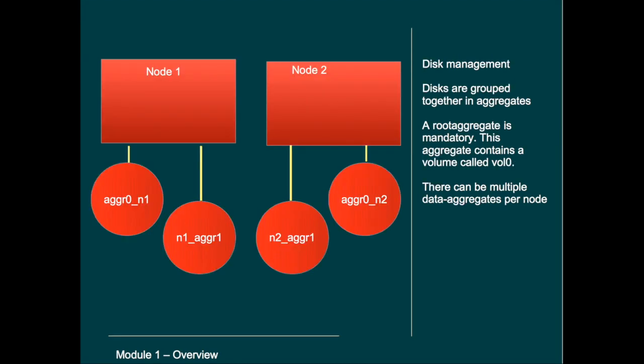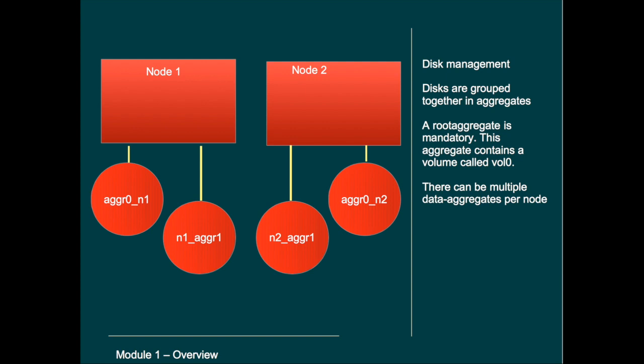Client data and configuration data in an ONTAP environment is stored in volumes, and volumes are always part of an aggregate. And you could say that an aggregate is a collection of disks. In this picture you see 4 aggregates, 2 root aggregates, 1 per node, and 2 data aggregates, also 1 per node. Aggr 0 node 1 is the root aggregate of node 1, and Aggr 0 node 2 is the root aggregate of node 2. And we see 2 data aggregates. Of course, you can have multiple data aggregates in the cluster, but you can only have 1 root aggregate, or 1 Aggr 0, per node.